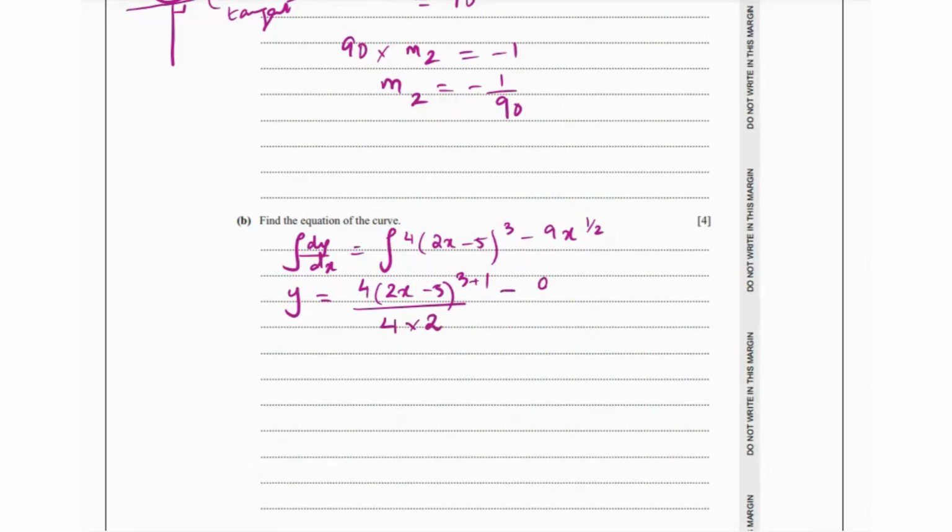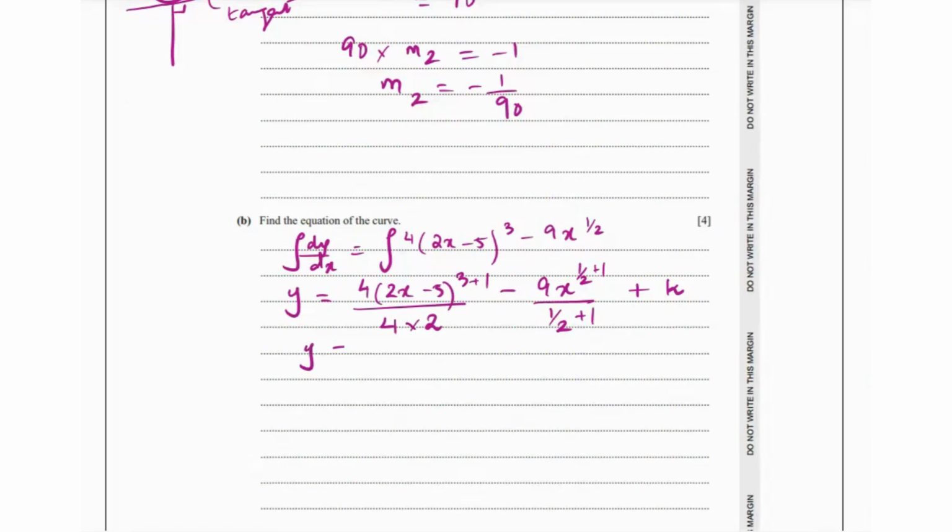Minus 9x to the power of 1 over 2 plus 1 divided by 1 over 2 plus 1, plus k, which is the constant. Since there is no limit for the integral, we add a constant. So once again, in integration, you add 1 to the power, then divide the term or the bracket by the new power. And inside the bracket, whatever expression is given, you differentiate that and put it in the denominator as well.